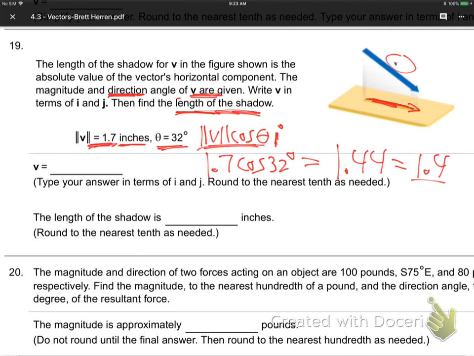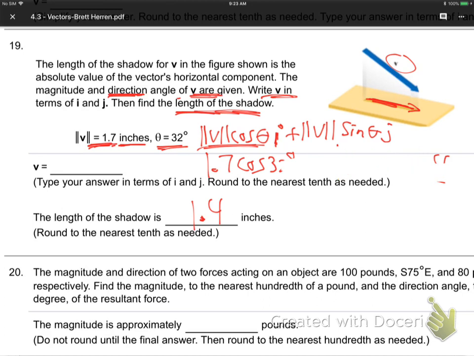1.4. Oh, wait. First they want the whole vector? Wait, why are they asking for V? Oh, yeah, write V and then the length of the shadow. Okay, I actually just did part 2. Sorry. Let's go back. So they want the whole vector in part 1, I guess. So I got to do the other part too. Sine theta j. So they want the other part. So we got to do the whole thing at first.